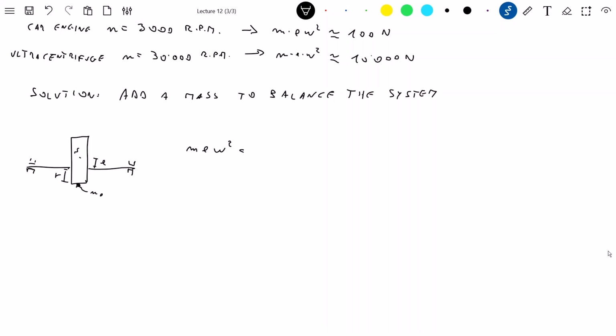So you must have that m times e times omega squared must be equal to m0 times r times omega squared. Omega squared can disappear, so basically we obtain that m0 must be equal to m times e divided by r. This way, if we add mass using this formula, we will be able to compensate this effect and eliminate this force. And this is something which is done, for example, in cars.